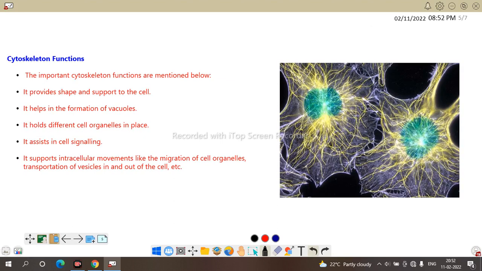Last is the function of the cytoskeleton. The important cytoskeleton functions are: first, it provides shape and support to the cell, helps in the formation of vacuoles, holds different cell organelles in place and assists in cell signaling. So here we finish with the cytoskeleton.